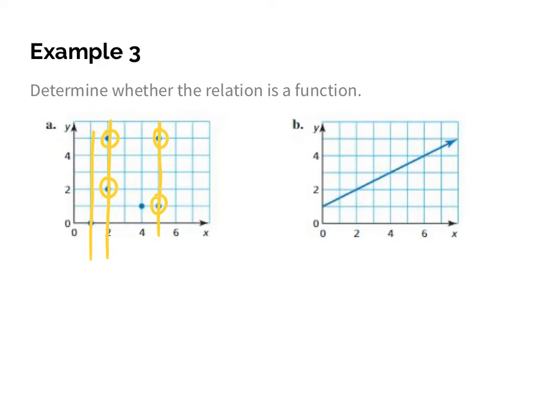What that means is that the number 2 is paired with both the output of 2 and the output of 5, as shown here. Same thing with my x value of 5, which is paired with 1, again shown here, and is also paired with the output of 5. Because those inputs each individually have 2 outputs, this one is not a function.